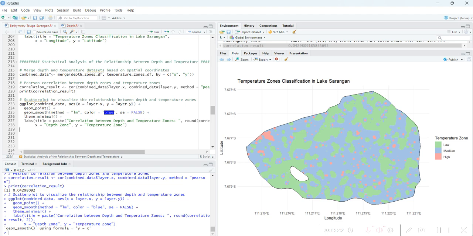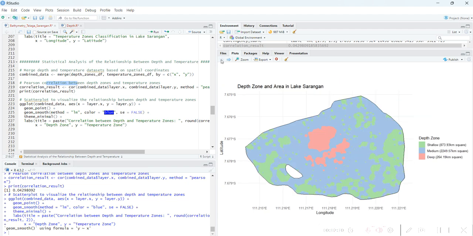Pearson's correlation is a statistical test that measures the strength of the linear relationship between two variables. In this case, we are looking at how the depth zones and the temperature zones within the lake relate to each other. The Pearson's correlation coefficient ranges from -1, 0, and +1. -1 indicates a perfect negative correlation, 0 means there is no linear correlation, and +1 means a perfect positive correlation.